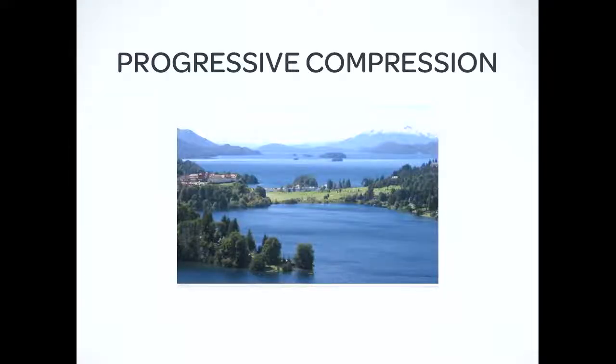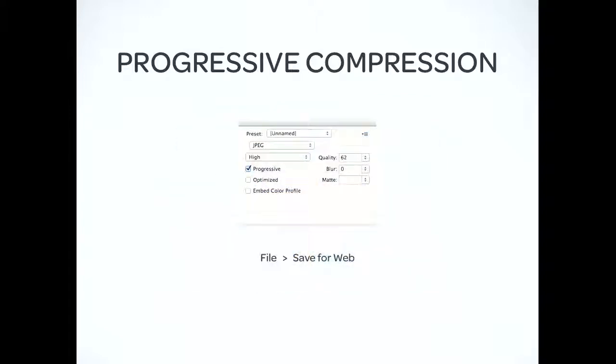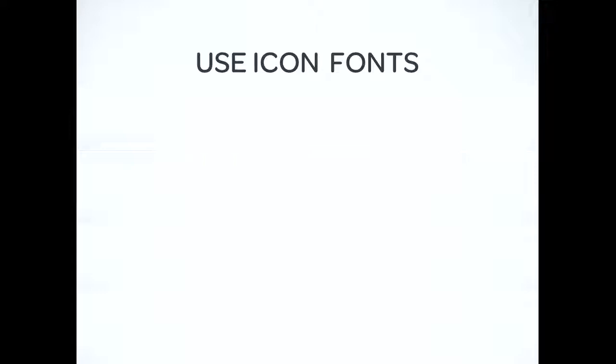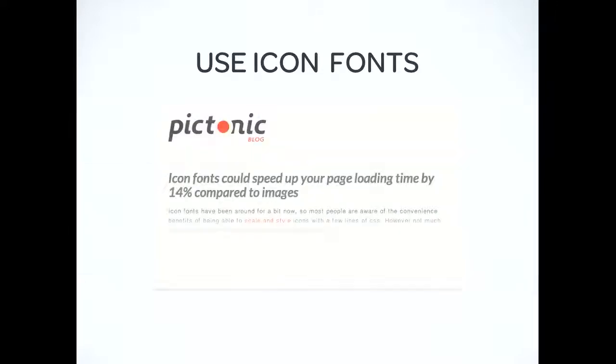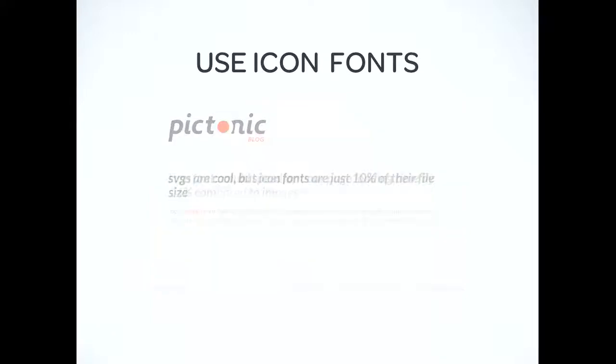On average, progressive JPEGs tend to be smaller in file size than baseline JPEGs. For JPEGs over 10K, the progressive compression will actually give us a better compression 94% of the time. So that's pretty good. There is a progressive compression setting we can check off in Photoshop in the Save for Web settings window. We can also consider using icon fonts instead of images. In a test done by Pictonic, they concluded that an icon font can load as much as 14% faster than an image and can be as much as 90% smaller than an SVG file. So that is pretty remarkable.